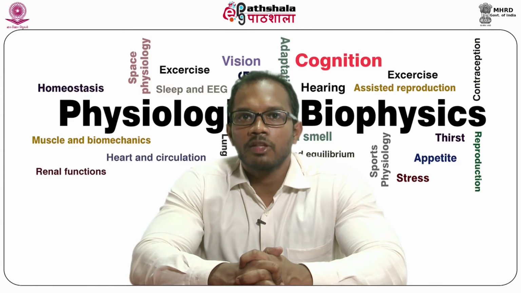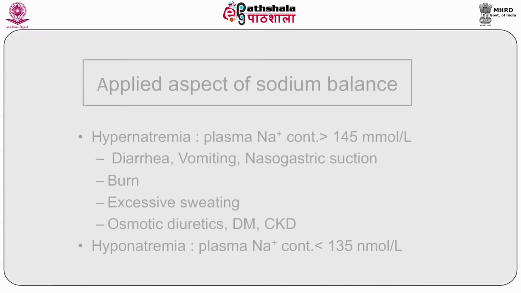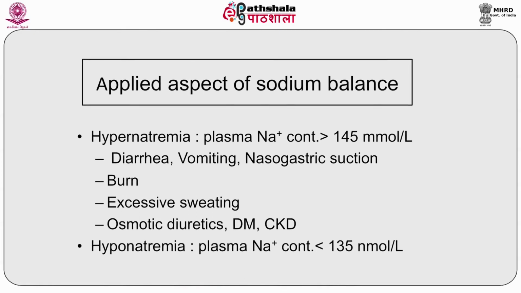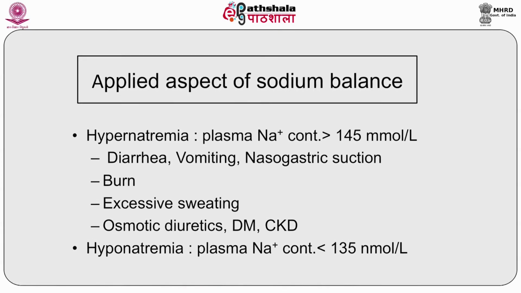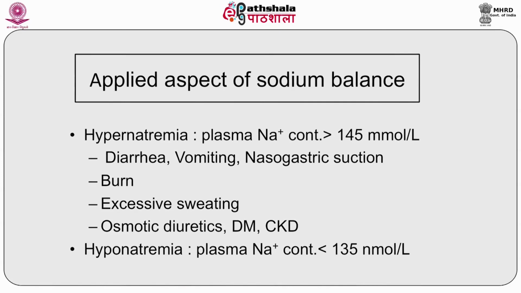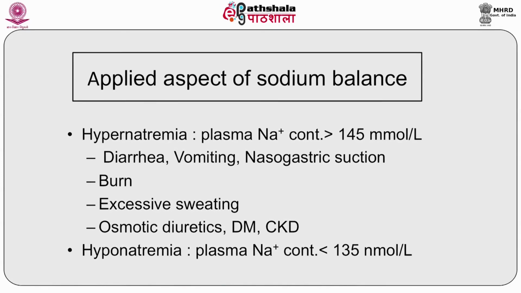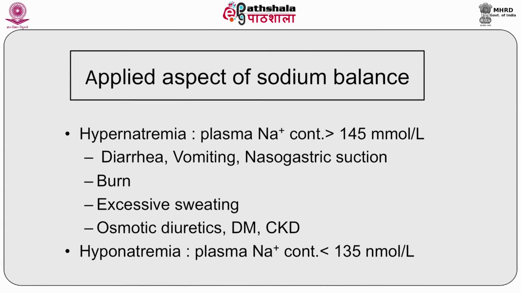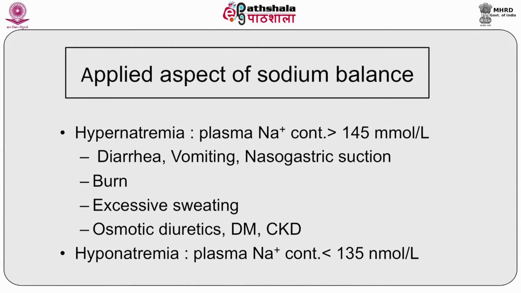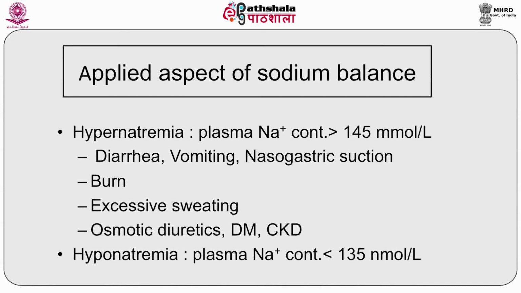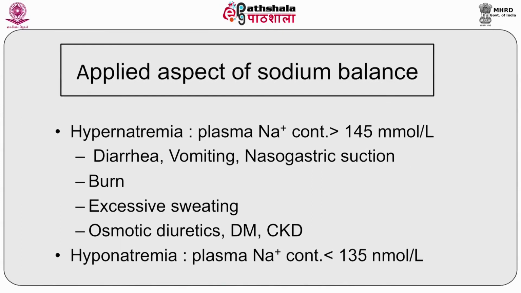Now coming to the applied aspect of the sodium balance, hypernatremia, that is basically an increase in plasma sodium concentration more than 145 millimole per liter, can be seen in diarrhea, vomiting, nasogastric suction, burn, excessive sweating, osmotic diuretics, in diabetes mellitus and chronic kidney disease. Hyponatremia, that is fall in the sodium concentration less than 135.